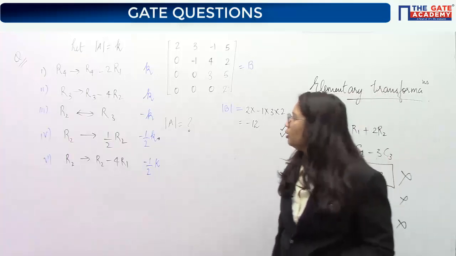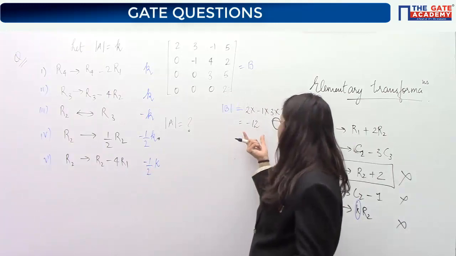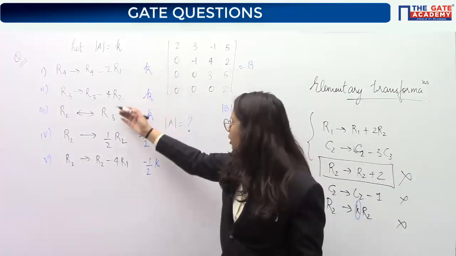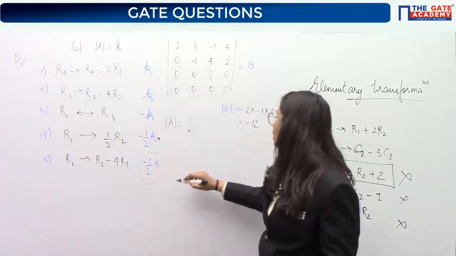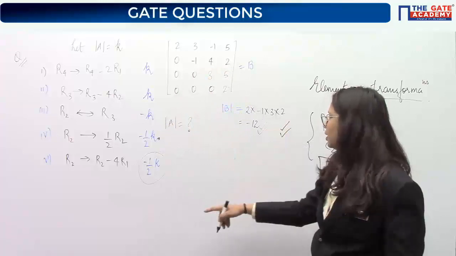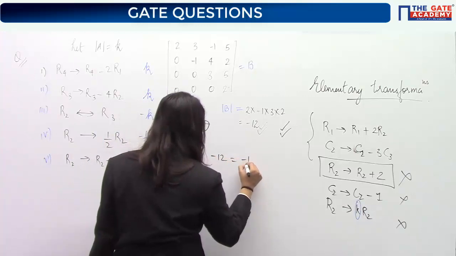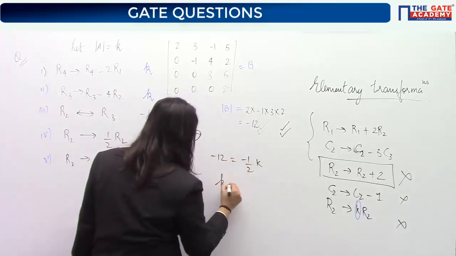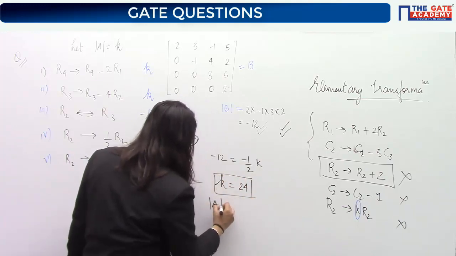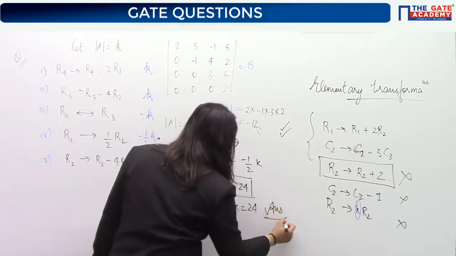Okay, got it? Now this -12k and this -12 will be the same. Obviously, because initially it was k, we did operations, then it changed into -12k, and this matrix is representing the same matrix. So this -12 is nothing but -12k. So what will we say? That -12 is equal to -12k. So what do you get k as? k is nothing but 24. And initially we assumed the determinant of A is k. So the determinant of A is 24, and this is the answer.